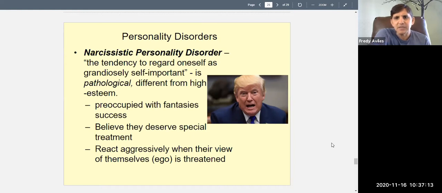I've had this up here before he became president. It became very clear when he started running for president, before he became president, that he had this disorder. And all of a sudden, narcissistic personality disorder became a lot more popular in psychology. We started talking about it more because we realized, oh my God, we have a perfect example of narcissistic personality disorder on our hands.